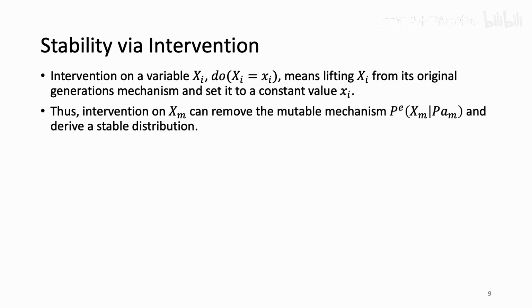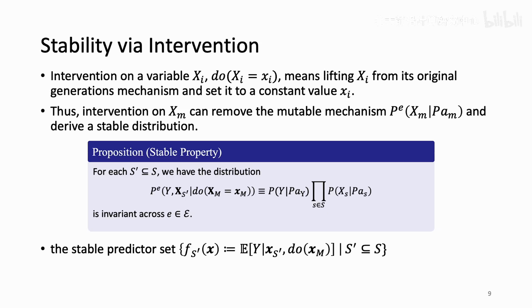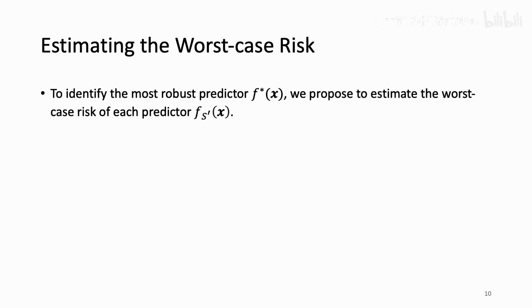To this end, we adopt interventions on the mutable variables. The intervention operation means lifting x_m from their mutable mechanisms and setting them to constant values. Thus, the intervened distribution is stable against distributional shifts. Based on this, over the derived stable distribution, we define a set of stable predictors, each corresponding to a stable subset. Then, to identify the most robust predictor, we propose to estimate the worst-case risk of each predictor.